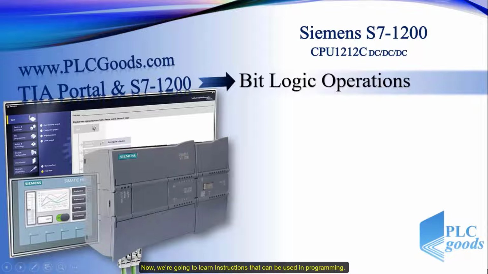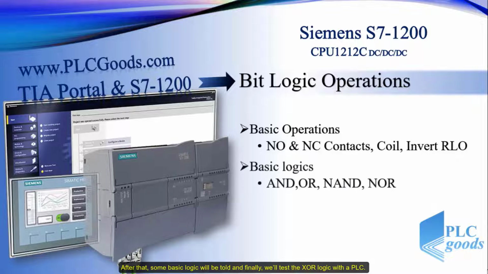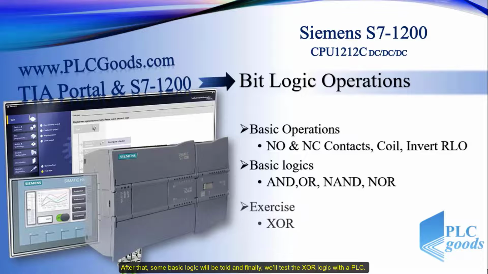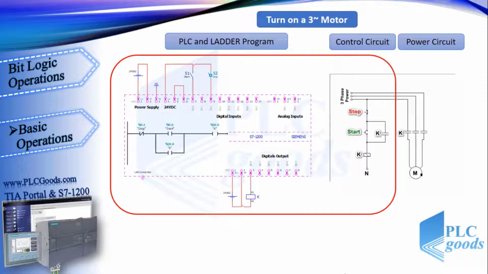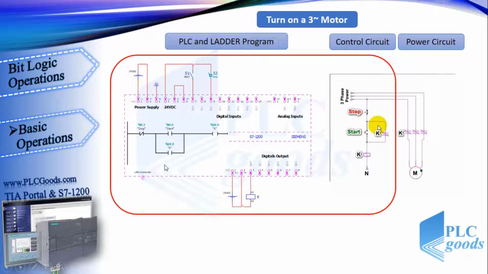Now, we are going to learn instructions that can be used in programming. We start with common basic operations for both ladder and function block languages. After that, some basic logic will be covered, and finally, we will test the XOR logic with a PLC. Remember that we already wrote a ladder program with this PLC wiring. We used these ladder instructions.